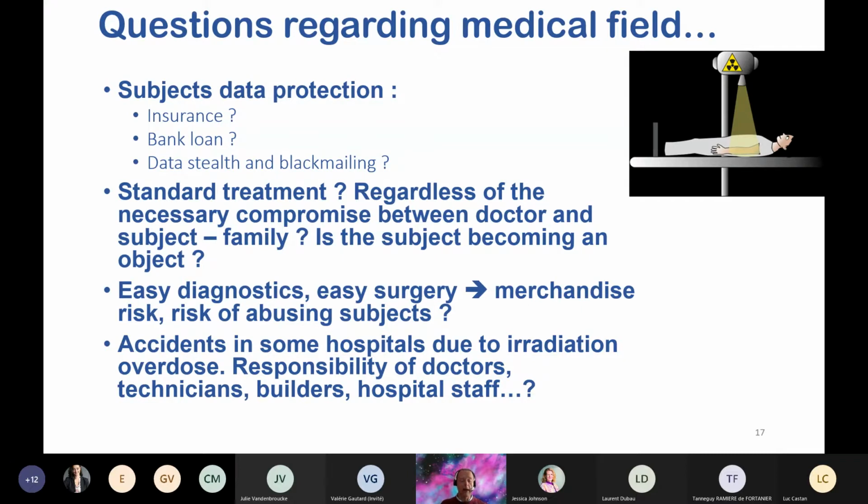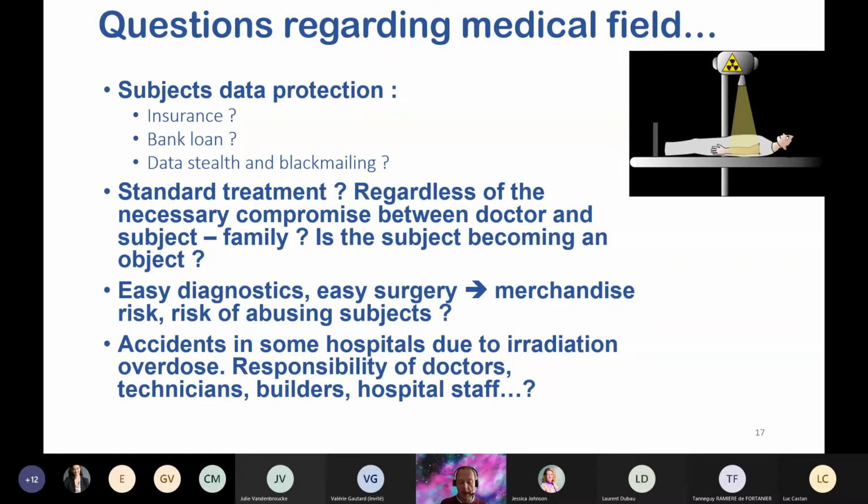Suppose now that an AI doctor looks after you. You will obtain a standard treatment, which in most of the cases is good enough, certainly. But in some cases, the doctor has to adapt, the human doctor. There's often a necessary compromise between doctor and subject, and sometimes the family. The question is, with artificial doctors, is the subject becoming an object?